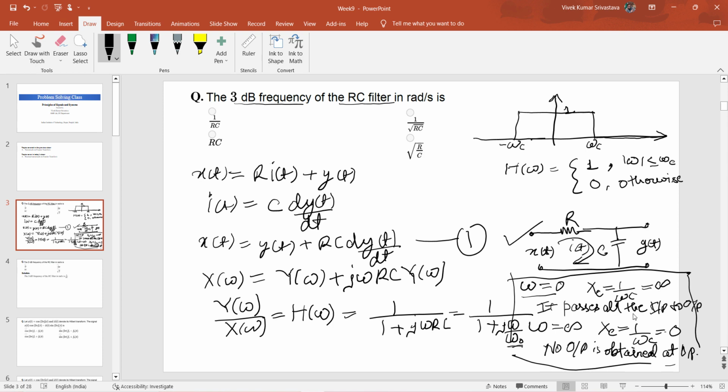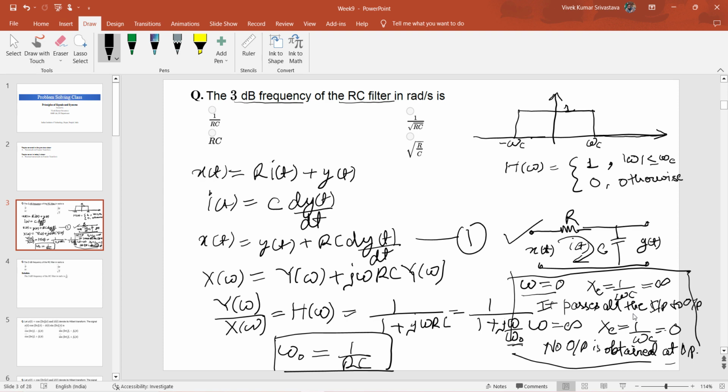where omega naught is the cutoff frequency or say the 3 dB frequency. So by comparing these two, we can say that the cutoff frequency or the 3 dB frequency is nothing but 1 over RC. Okay, so the 3 dB frequency of this RC filter is 1 over RC. So option 1 is the correct option.